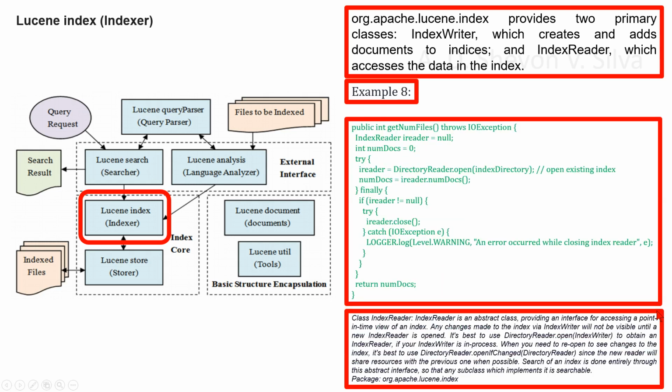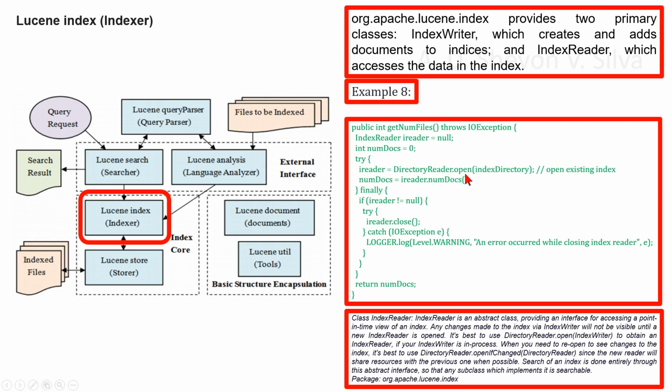Here as an example 8, you can see the index reader here, the class IndexReader. IndexReader is an abstract class providing an interface for accessing a point-in-time view of an index. Any changes made to the index via IndexWriter will not be visible until a new IndexReader is opened. It is best to use DirectoryReader.open(IndexWriter) to obtain an IndexReader.